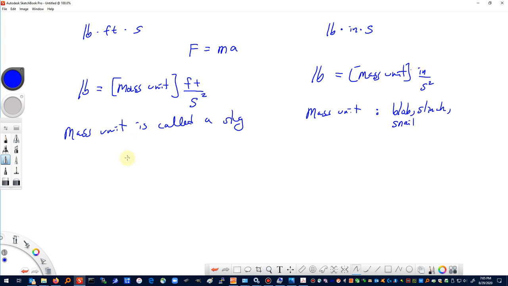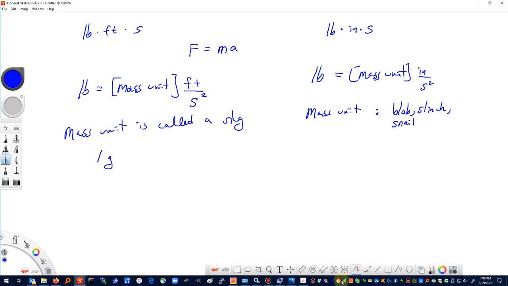We didn't talk about gravity in the Newton millimeter second system. Gravity in the Newton meter second system is 9.81 meters per second squared. In the millimeter system, it would be 9,810 millimeters per second squared. Well, a gravity, 1g, has a certain value for slug.